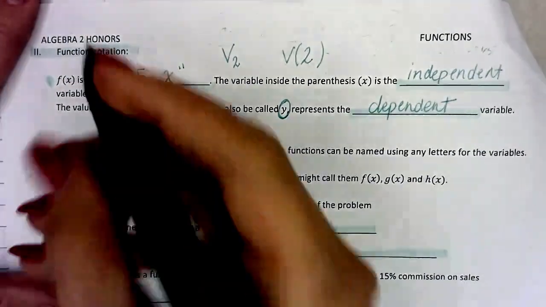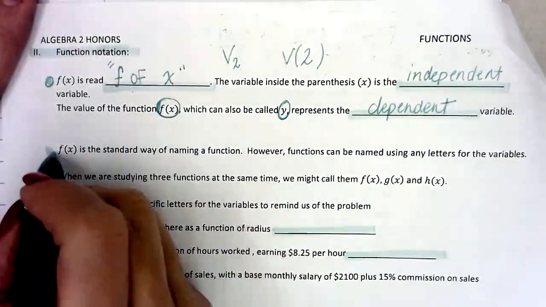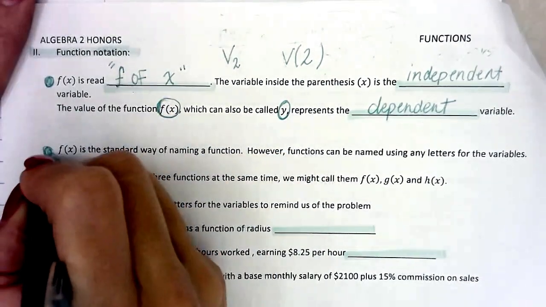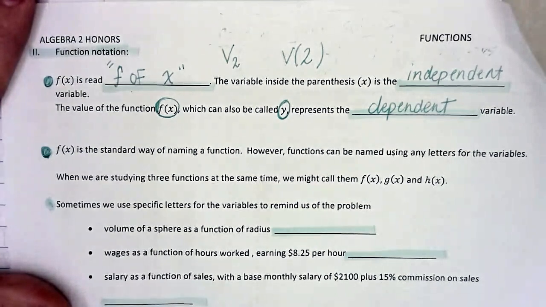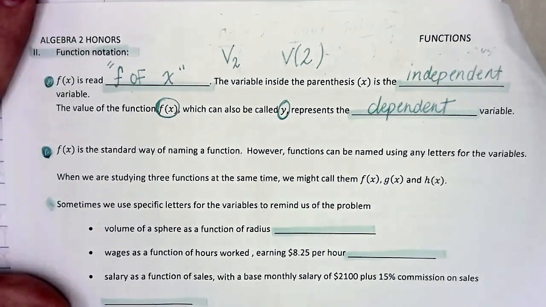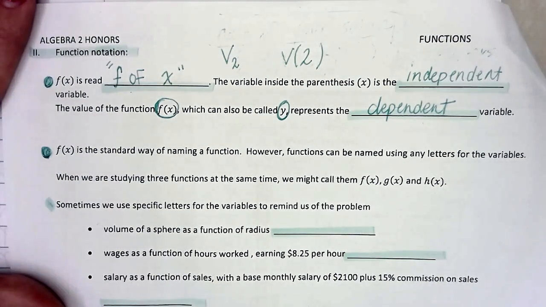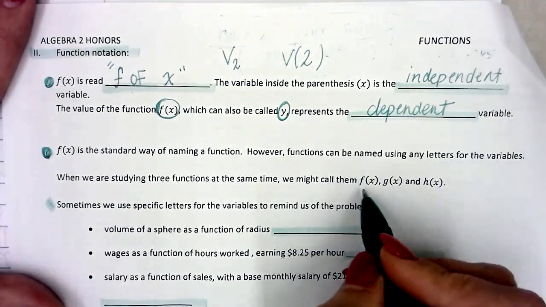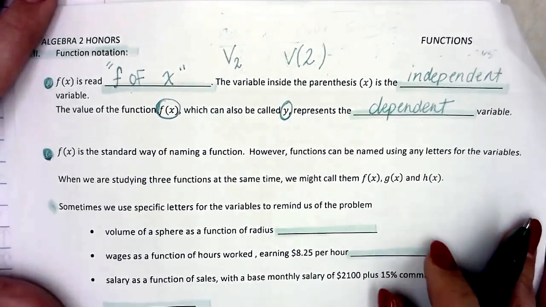Okay, next statement over here. F of x is the standard way of naming a function, so we default to that, just like we use x and y for our main variables. And when we add a third axis, we do 3D, we use z. When we did angles and sides in geometry, we mostly did A, B, and C. However, functions can be named using any letters for the variables. You really could use whatever you want. I've used capital X of X before. I've done lots of different things.